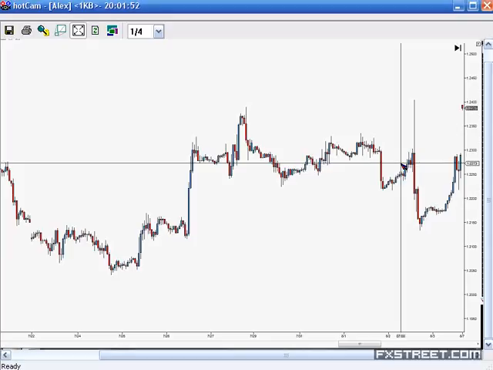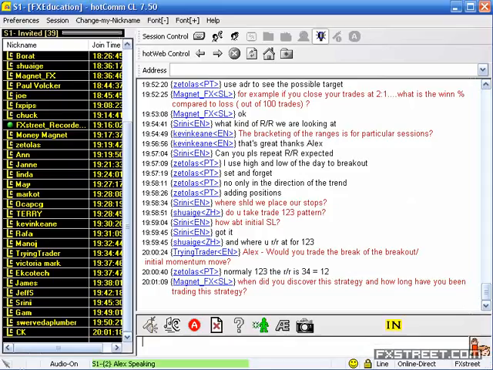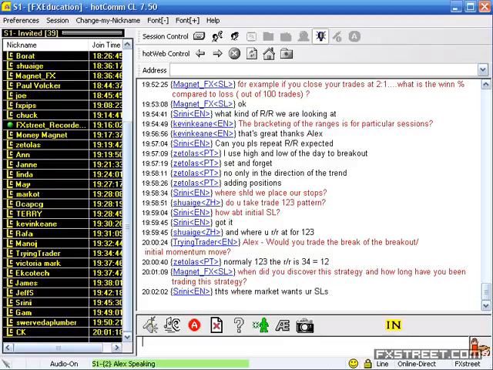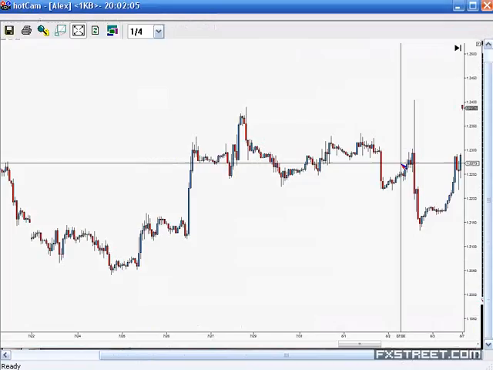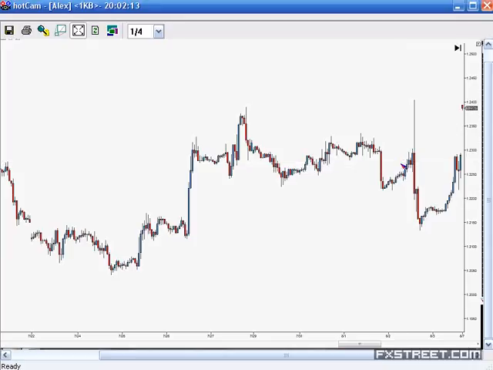Magnet, this is a strategy that I discovered many, many years ago, and I traded it probably for about a year, 18 months, before I got interested in other things. It's not to say it didn't work, it's just that I got a little bit bored, if you like. Yep, it's the same strategy.